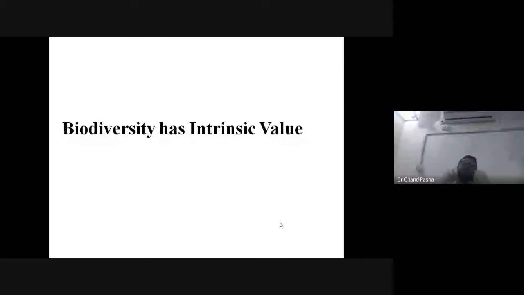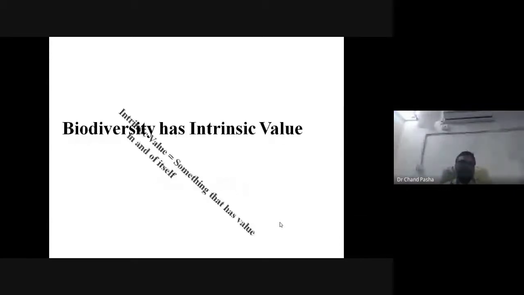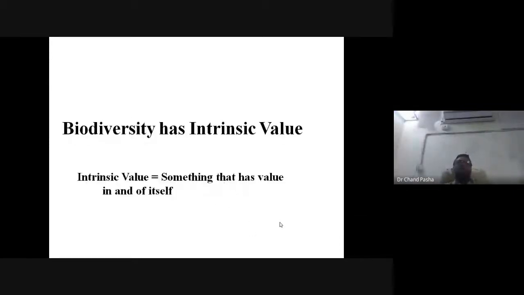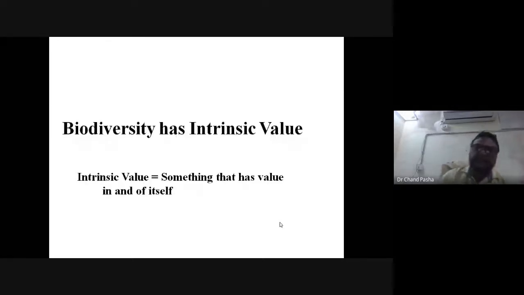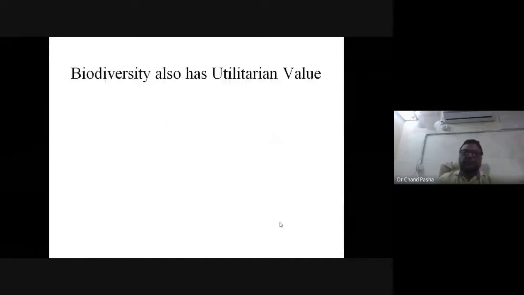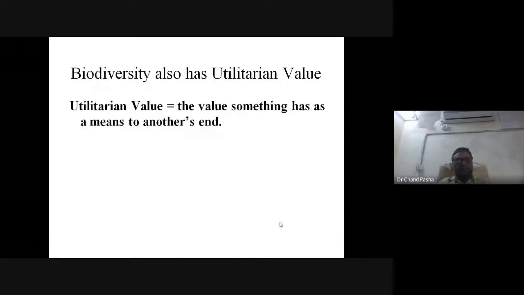Intrinsic value: if something has a value within itself, it is called intrinsic value. If it has external value, it is called extrinsic value. If it is something giving out, that is called extrinsic. Something of its own is called intrinsic value. And there is utilitarian value, something that is useful. Some you will use for yourself, or you will sell it for money. That is called utilitarian value.